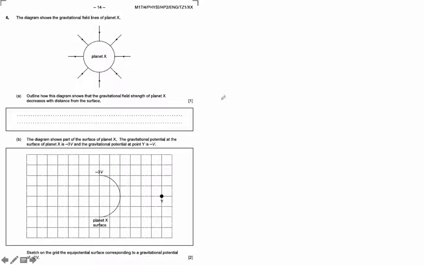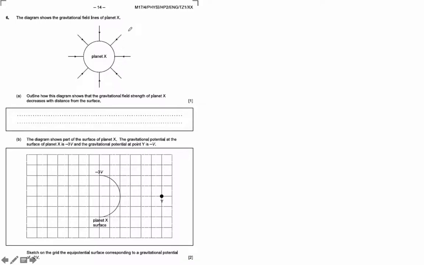Alrighty. Outline how this diagram, so here are the gravitational field lines coming in, right? And you've got to picture this in 3 dimensions, but that's okay. But why does it say that the gravitational field strength decreases with distance? Well, what's happening to the separation of these field lines? The closer they are together, the stronger the field.